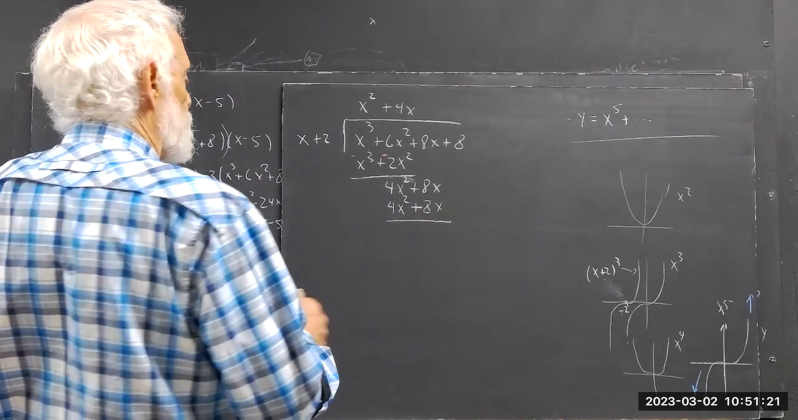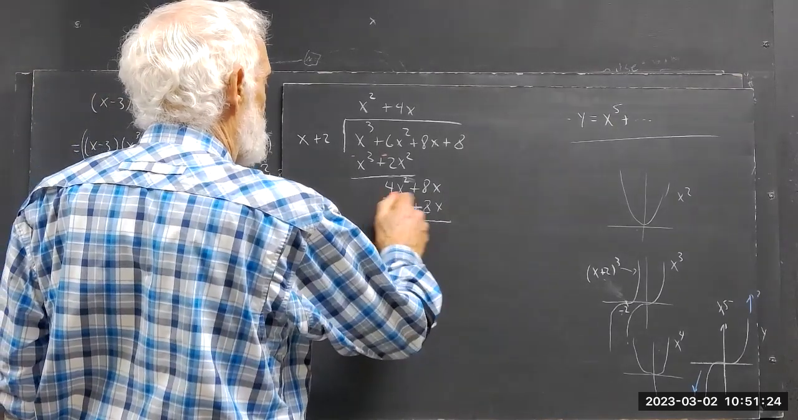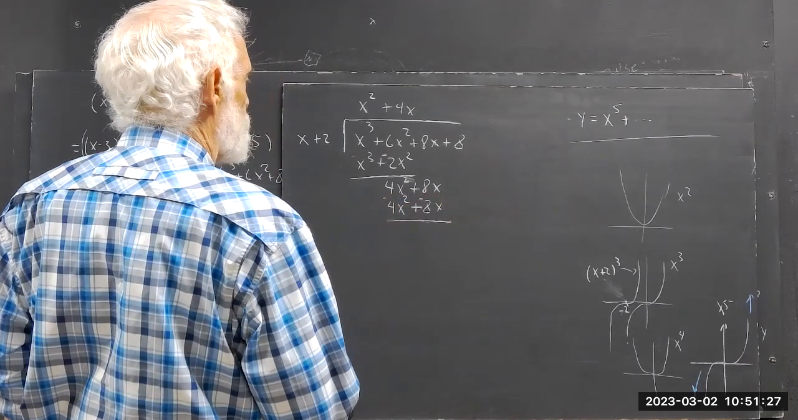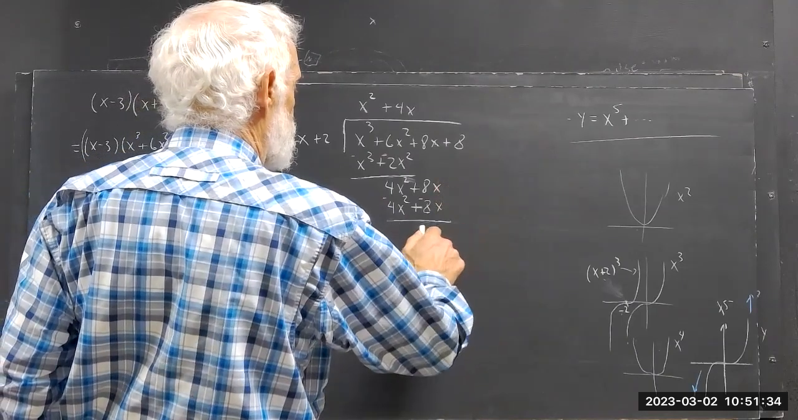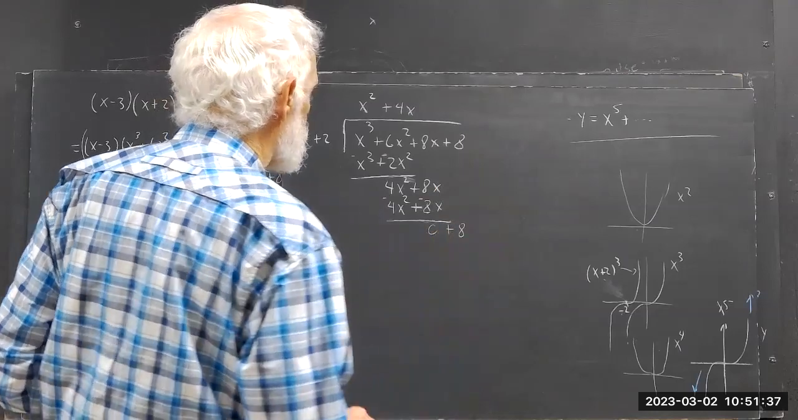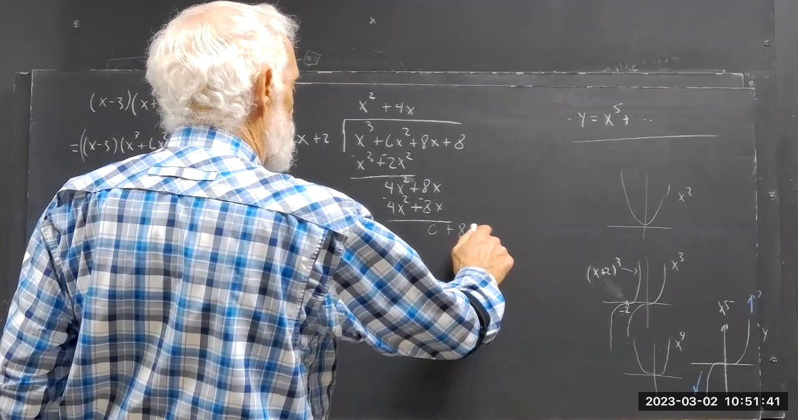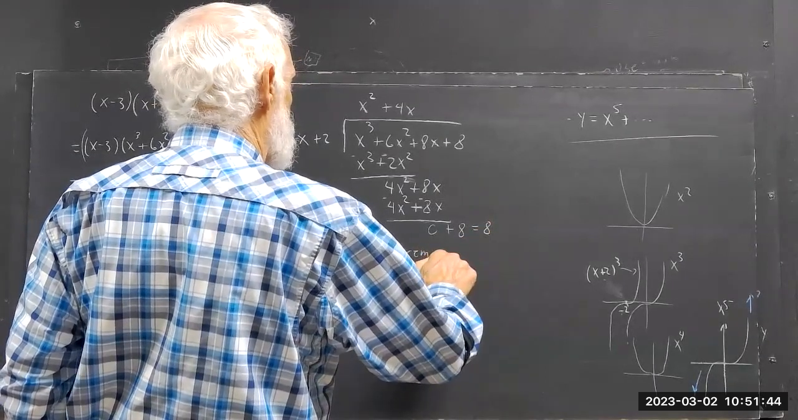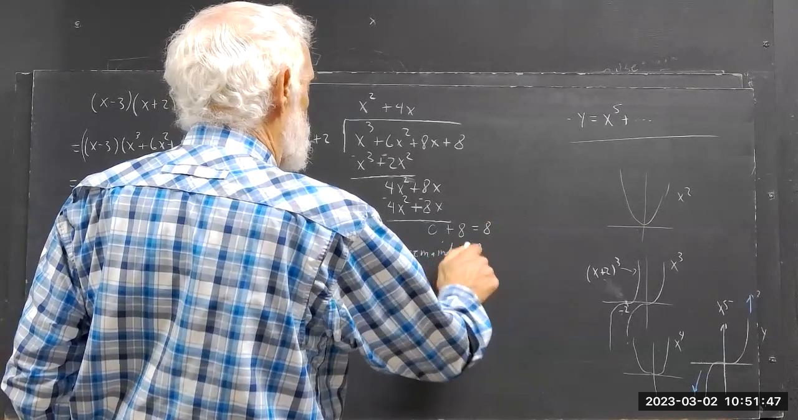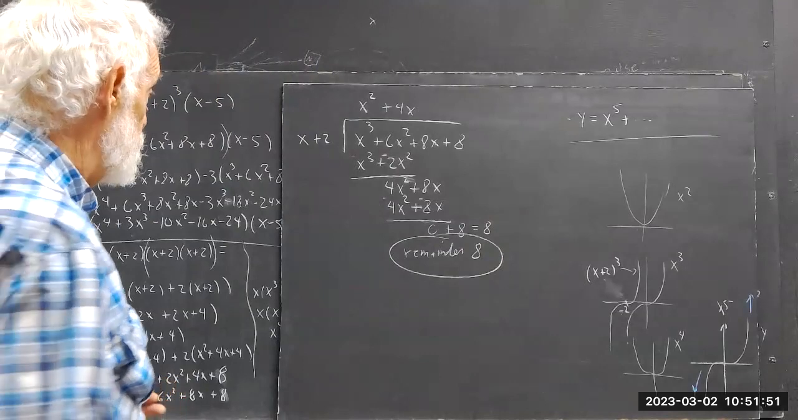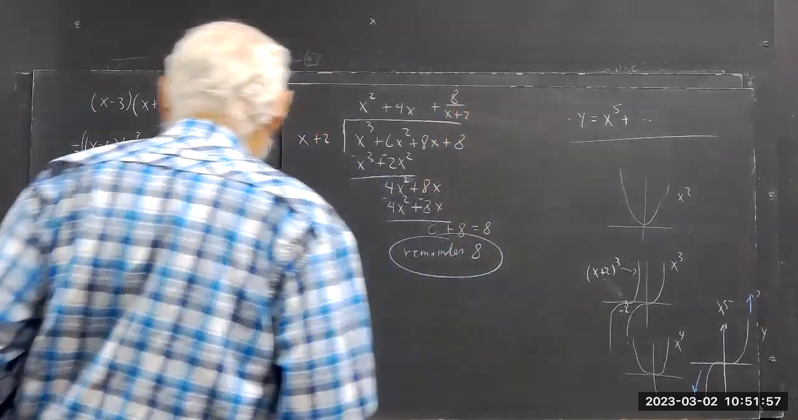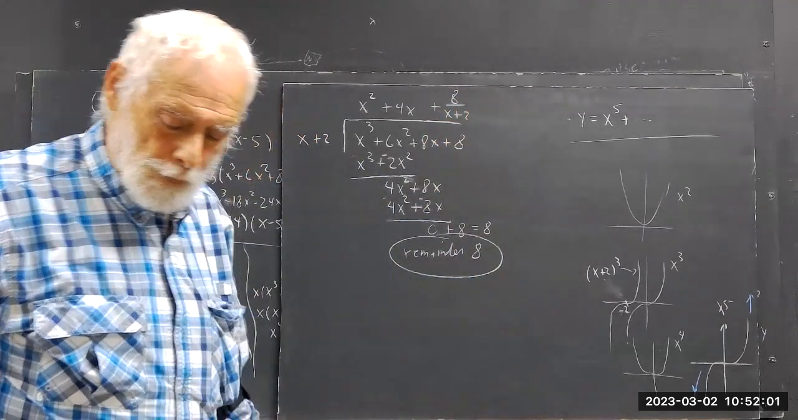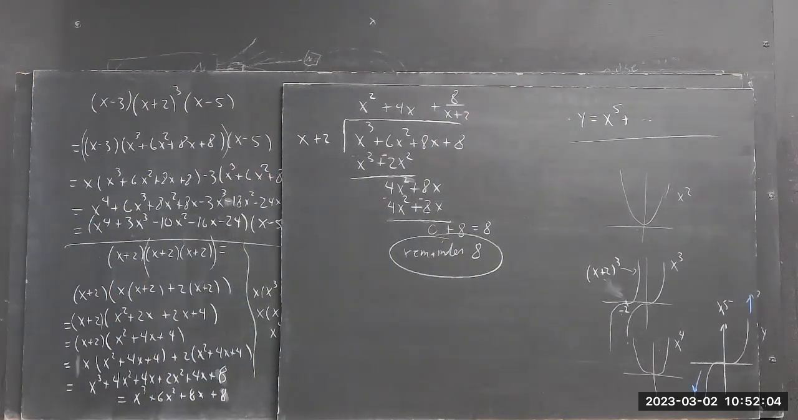Now, what happens if I subtract all this? It all goes away. I get 0. Then I bring down the plus 8. The remainder here is 8, and then I put plus 8 over x plus 2. Now you'll see more of that in pre-calculus class when we get to it. You have an assignment on it, and Open Math explains it step by step.